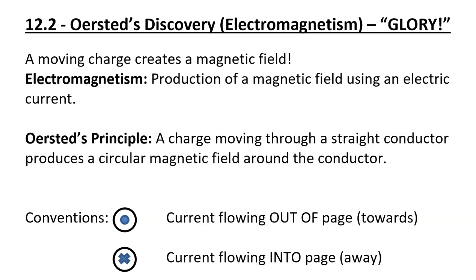Ørsted's principle was this: a charge moving through a straight conductor produces a circular magnetic field around the conductor, or concentric circles of magnetic field around the conductor. So just a couple of conventions we need to be familiar with first. This is the first one here.